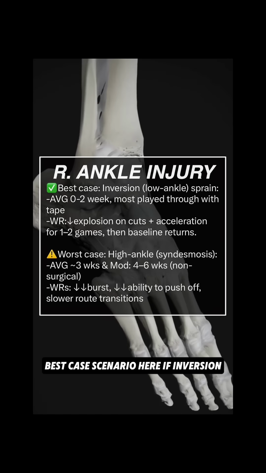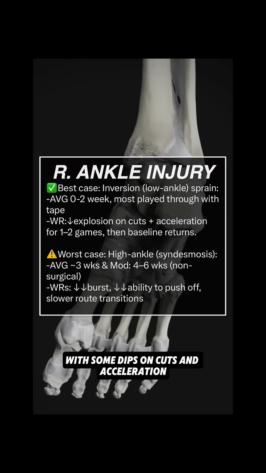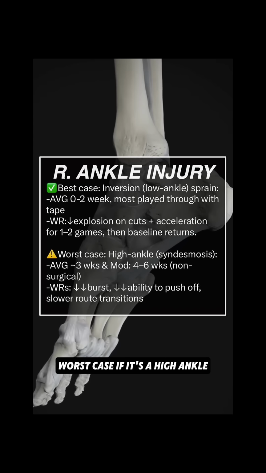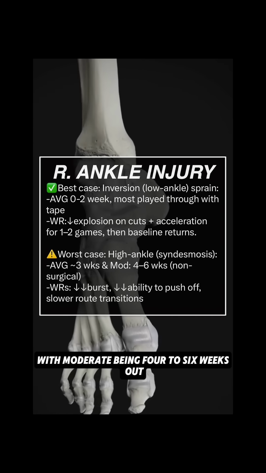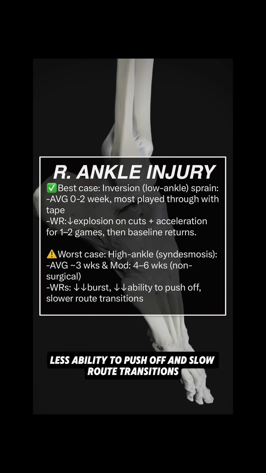Best case scenario here, if inversion, most can be played through with tape, and the more significant ones can cost 1 to 2 weeks with some dips on cuts and acceleration. Worst case, if it's a high ankle, average is around 3 weeks, with moderate being 4 to 6 weeks out. If it's non-surgical, wide receivers will show less burst, less ability to push off and slower route transitions.